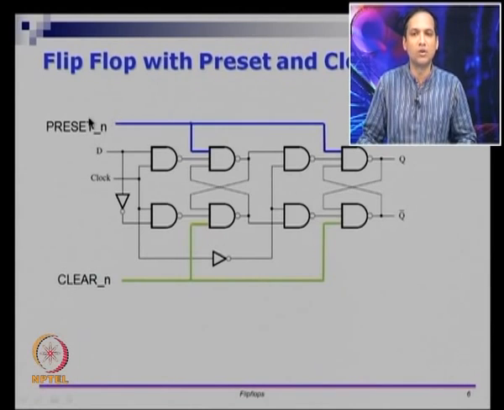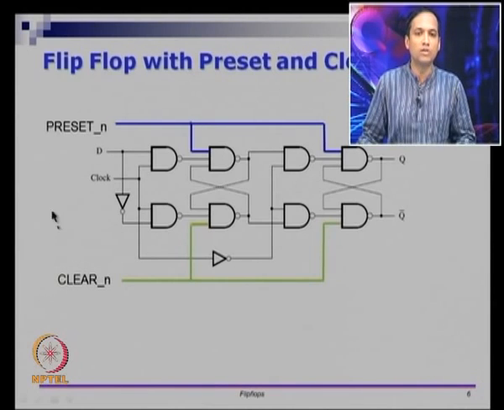So, if preset bar is 0, preset is 1, we want the circuit to be preset. Similarly, if I bring clear n to 0, no matter what D and clock are, this line will become a 1. So, if I bring this to a 0, this will be a 1 because of this NAND gate and this will be a 1 because of this NAND gate. And if Q bar is 1, Q will eventually go to 0. Right. So, Q becomes 0 when clear becomes 1. So, if preset is 1, Q becomes 1, if clear is 1, clear n is 0, then Q becomes 0. So, this is the meaning of preset and clear.